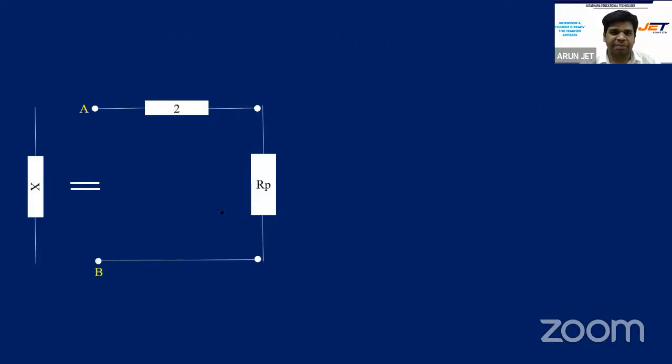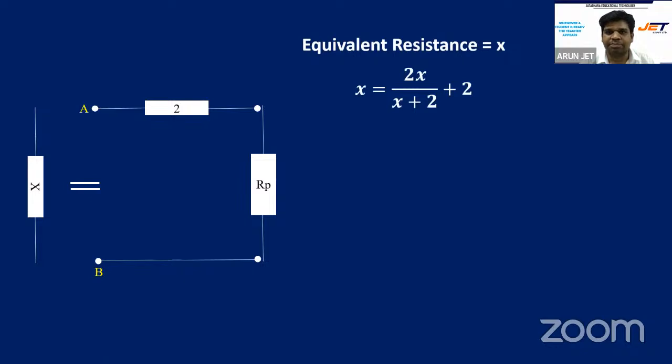So this X is in parallel with 2, which is in series with 2 again. That is also equal to X. So we get the equation like this. So equivalent resistance is X. What is the RP?